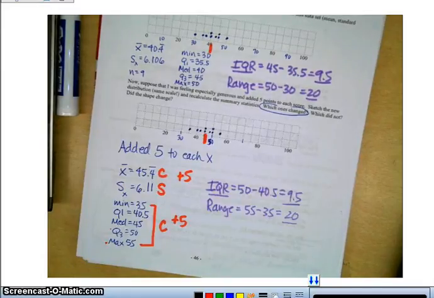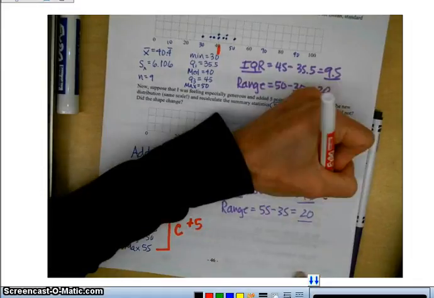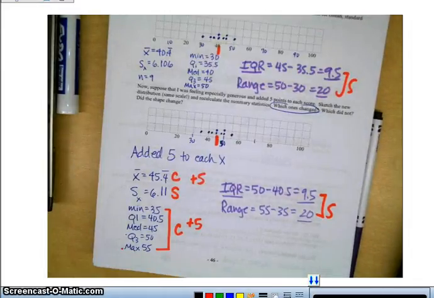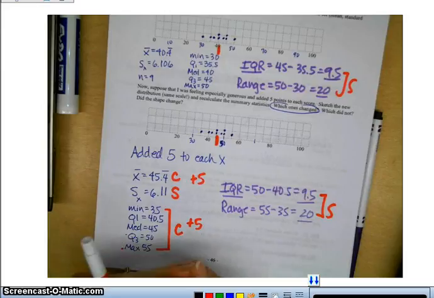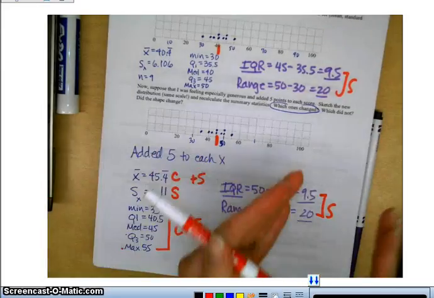What happened to the IQR and the range? Absolutely nothing. These two remained the same. Okay? So the standard deviation, the IQR, and the range all stayed the same. They are all measures of spread. Because if you think about it, we didn't spread the data out more. We moved everything up the same amount.